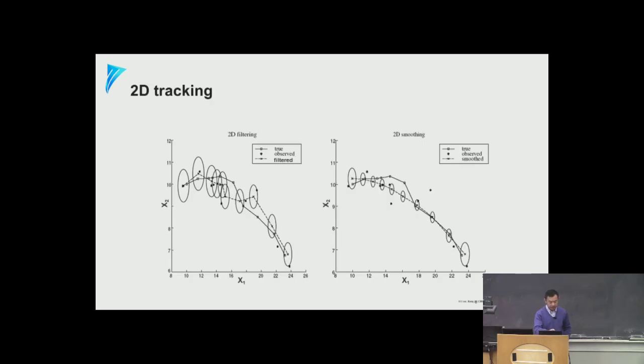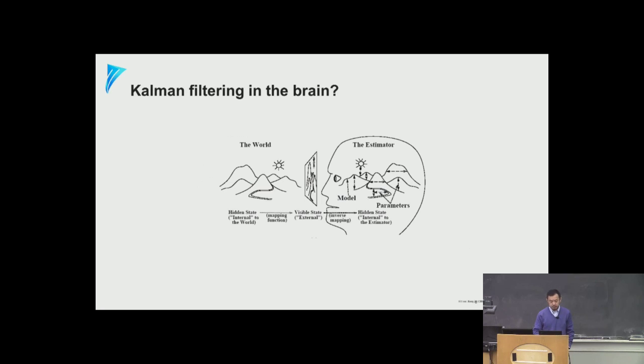And here are just the experimental results. If you look at the 2D tracking problem I just talked about, the stars are your observations, the squares are the true trajectories, and the ellipsoids are the filters. You can see that they are okay, and in fact not bad. You can roughly track the squares with the ellipsoids. But if you do smoothing, if you look at the whole sequence and go back and correct, you get a better fit. And our brain arguably is a Kalman filter.